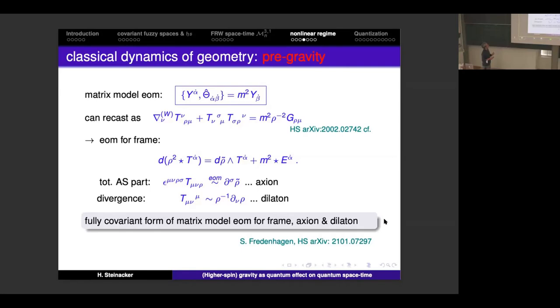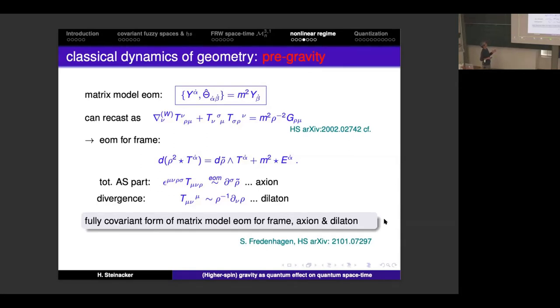And there is also an interesting part, namely the totally antisymmetric part of the torsion. That is a vector field, and through the equation of motion it turns out to be a derivative, and that is the axion. So there is an axion-like field encoded here. And the dilaton is also encoded as a partial trace of this torsion tensor. And for all these objects, we have covariant equations of motion, which are governed by the effective metric. This is in this paper. And that means there is now a fully covariant understanding of the classical dynamics of the matrix model.